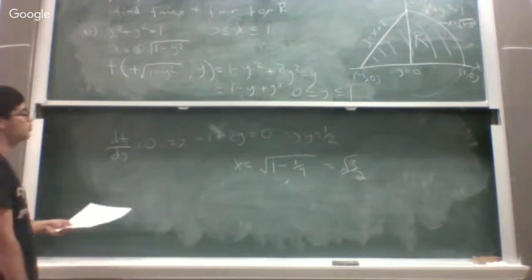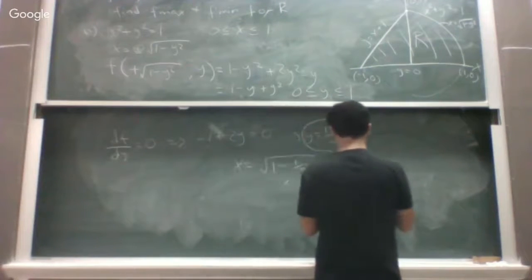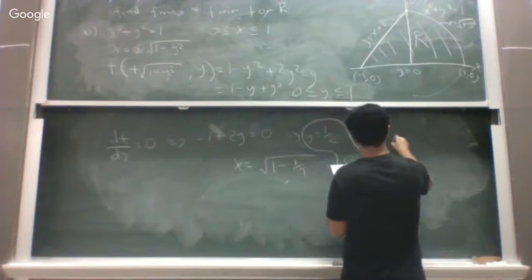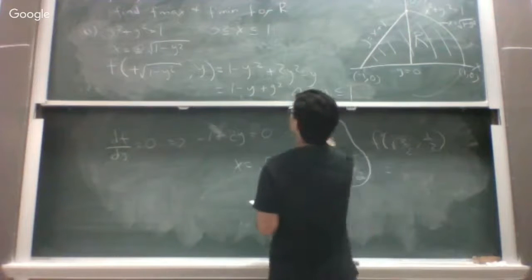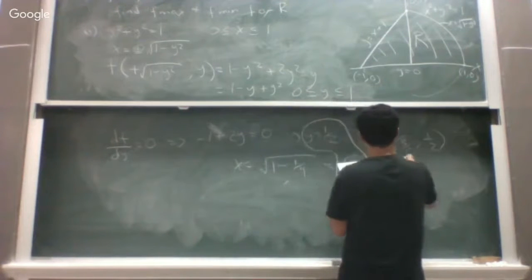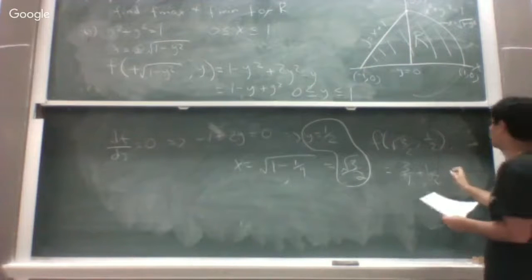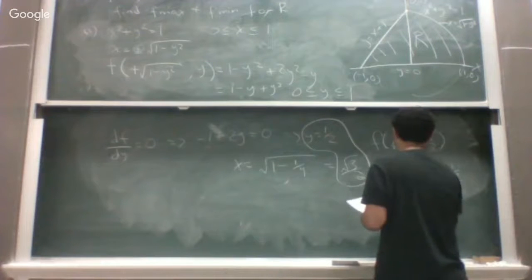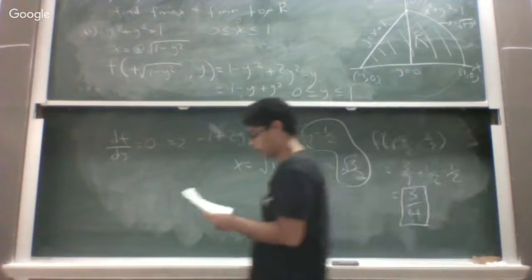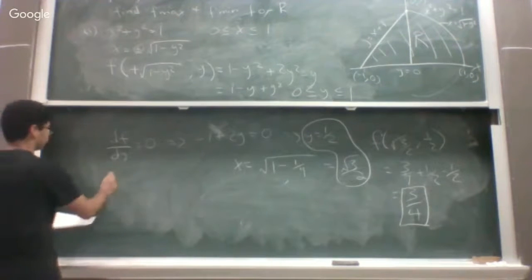So now we have our 2 points. We plug them into the function at the top. We get 3/4 plus 1/2, that is 2 times 1/2 squared minus 1/2. So we get 3/4. So that's one of our points. And then we test the endpoints.